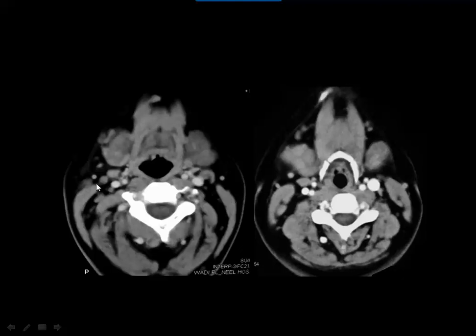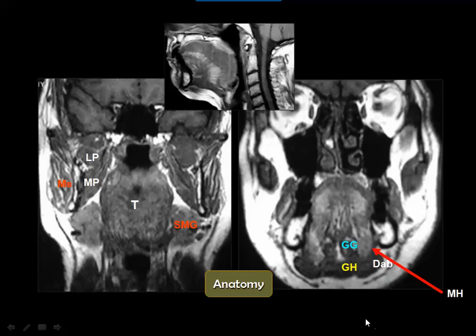This is the sternomastoid muscle, as I have mentioned before. In the sagittal image you can see the tongue proper, the GG or the genioglossus muscle, and below it you will see the geniohyoid muscle. And here you can appreciate this in the coronal plane. This is the tongue, and this is the submandibular salivary gland on both sides.